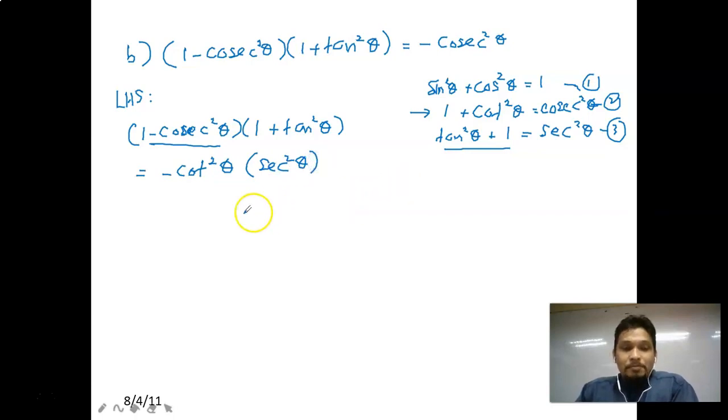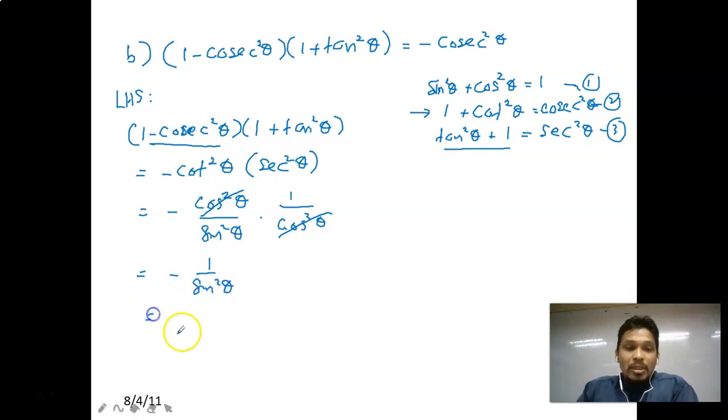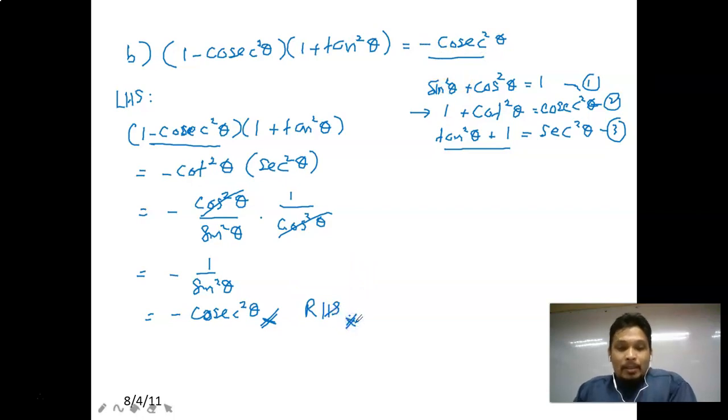Okay, so now negative cotangent square is cos square theta divided by sine square theta, and then secant square is 1 over cos square theta. So cos square divided by cos square, then it is negative 1 over sine square theta, which is equal to negative cosecant square theta, equal to the term on the right side.